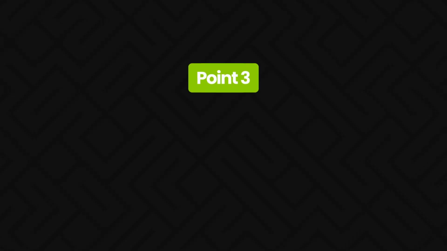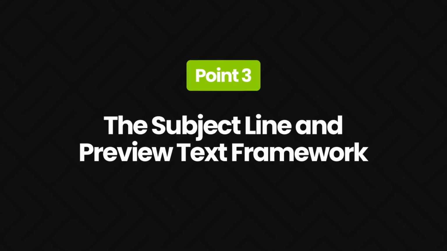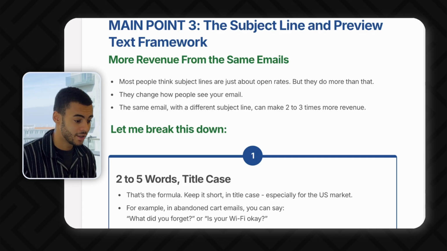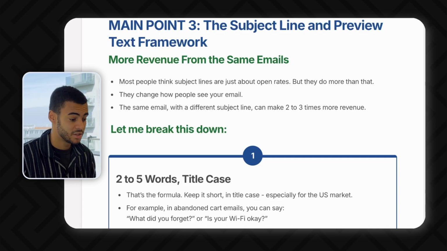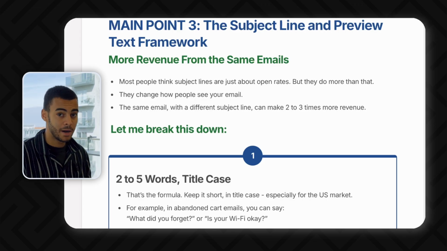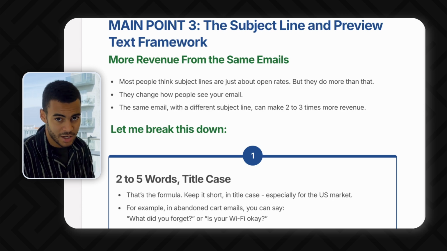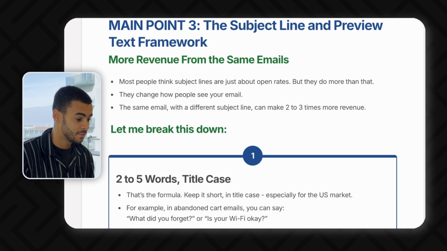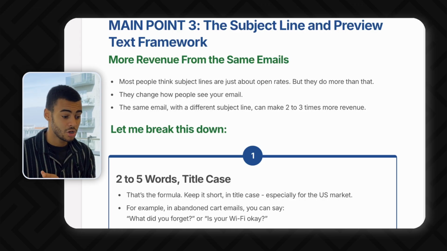Main point 3 is about the subject line and preview text framework, because you can literally send the same email over again and make more revenue from the same email. Most people think preview text and subject line are all about open rates, but they're really more than that, because they change how people see your emails in the first place. You can send the same email with a different subject line and preview text and make 2 to 3 times more revenue from the same email.